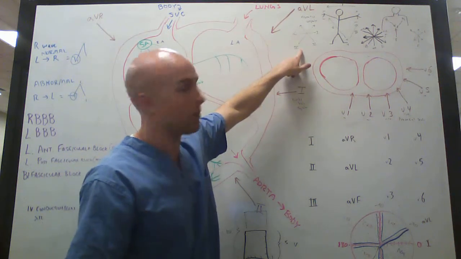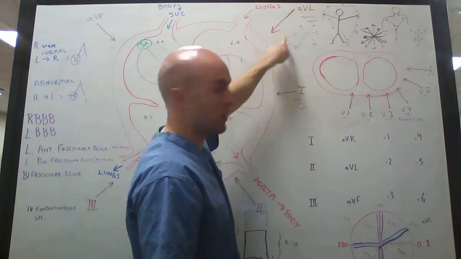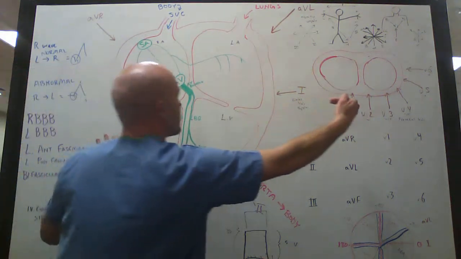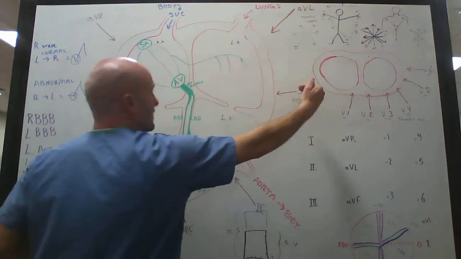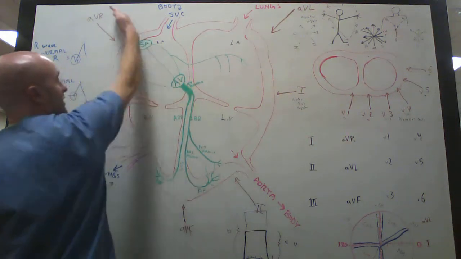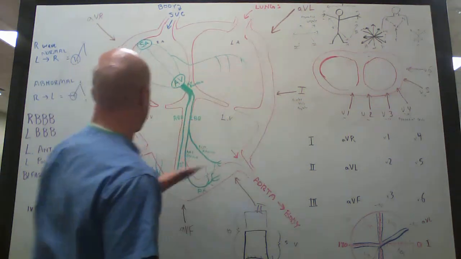I don't know if you can see that very well. I have lead limb 1 going straight across the middle, taking an image of the heart. It would look like this. So here's the heart. Here's the person standing up. Lead 1 is going to go straight across like this. Okay. Lead 2 is going to come straight across like this. And then lead 3 is going to come straight across like this.